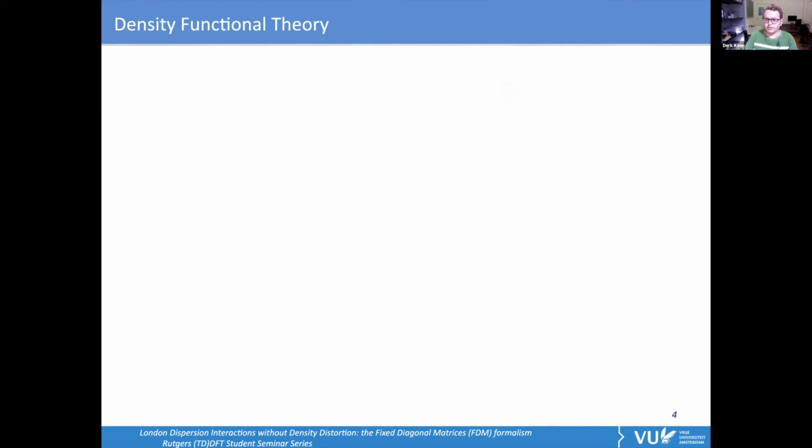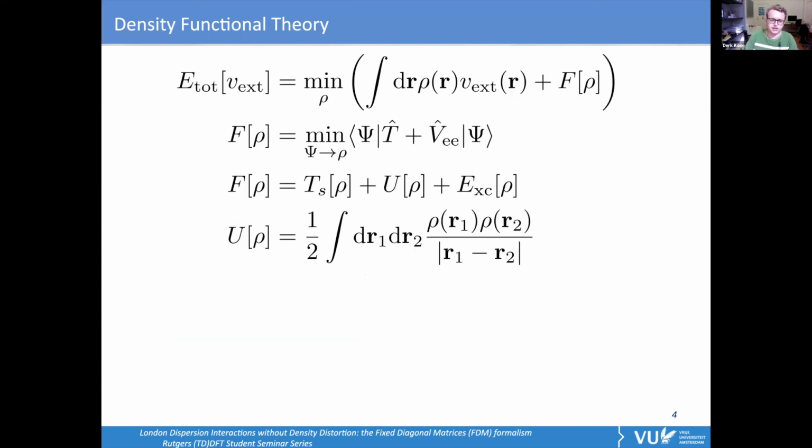But we are in DFT, and in DFT, we don't treat dispersion with Rayleigh-Schrödinger perturbation theory. Instead, we need a functional for it. To summarize what we always do in DFT, at least formally, we have the total energy as a functional of the external potential, so as a functional of your nuclei, basically the positions and nature of the nuclei. You minimize over all possible densities, the external potential and the universal functional F. Here I write the universal functional F in the Levy constrained search format, so that you search over all wave functions which yield the density rho, and you search for the one minimizing the kinetic energy plus the electron-electron interaction.